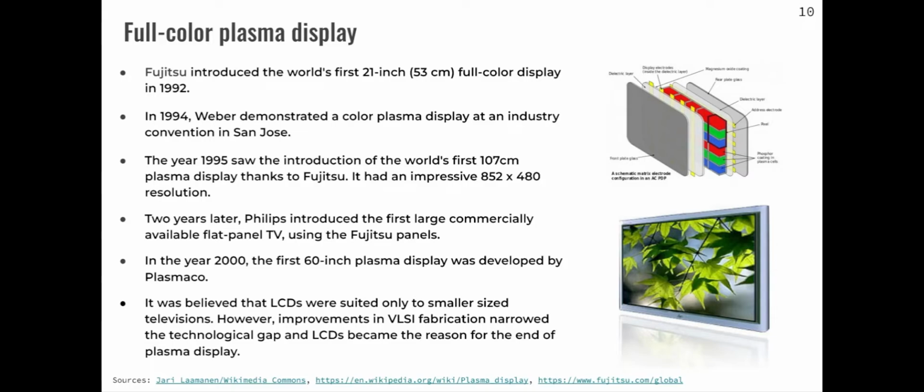So here on the top right, we can see the schematic of a PDP, which is a plasma display. It consisted of a display electrode and cells which have red, green, and blue colors, produced by gases inside them, and there were electrodes which would apply some voltage on the gas, which would produce the light accordingly. On the bottom right, we have the first 60-inch plasma display produced by Fujitsu.